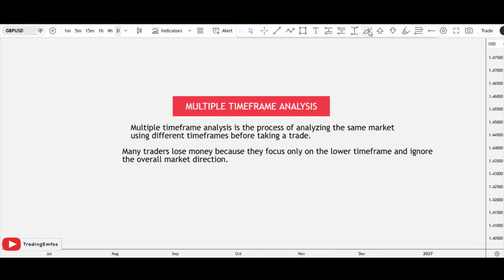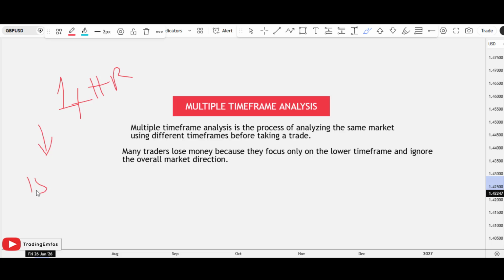Instead of relying on just one time frame alone, we use higher time frames to determine the overall direction of the market and the lower time frames to find precise entries. That is, use the higher time frames like the daily or the 4-hour to get the market direction, what we call the bias. Then we go down to the 15-minute or the 5-minute time frame to take our entries.